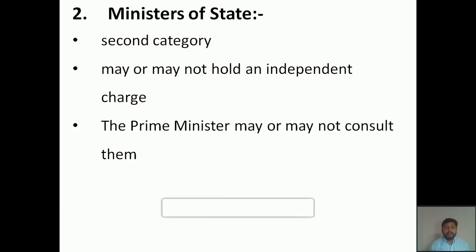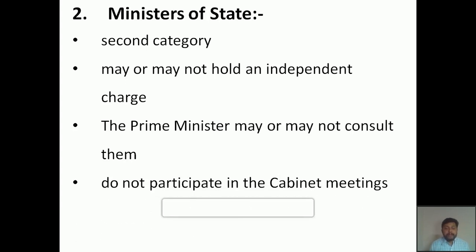Suppose, just imagine, a cabinet minister or the cabinet ministers together are taking a decision. In that case, it's according to the prime minister's interest whether he consults or not. It's according to the decision of the prime minister. So comparatively, the ministers of state have less power than the cabinet ministers. Cabinet ministers are the first category and the ministers of state are the second category. So the prime minister may or may not consult with the ministers of state.